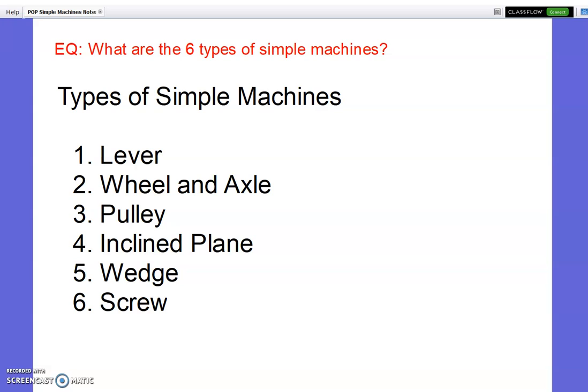And what we're going to do is look at each one individually and just see different types of features. Some of these you've already heard about before. Some are pretty obvious what they are, although others are a bit more complicated. We'll also be doing some labs or simulations on the computer, which will help us to understand how they make work easier.